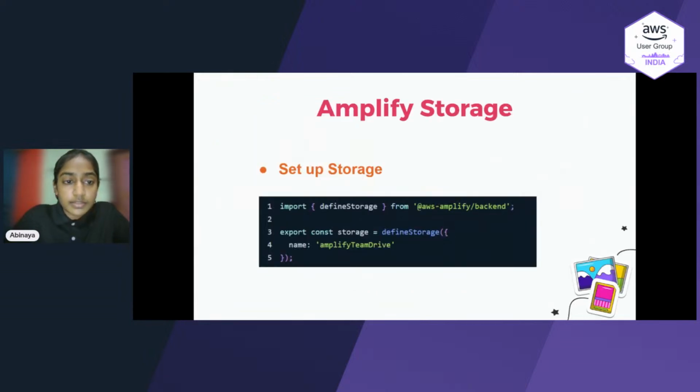Next, I'm going to talk about Amplify storage. How do you set up the storage in your application? To set up the AWS storage, you can simply run the command amplify add storage. This initiates a series of prompts about your storage requirements, naming of your storage, specifying the type of content like images, documents, or videos, and the access permissions as well.